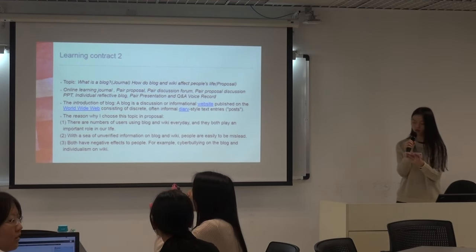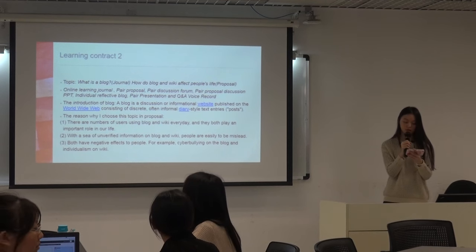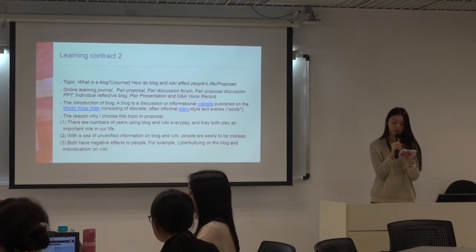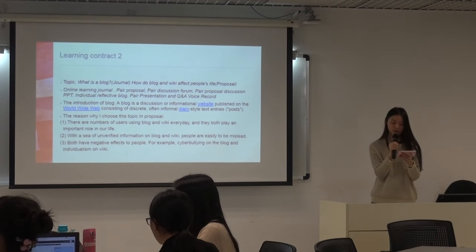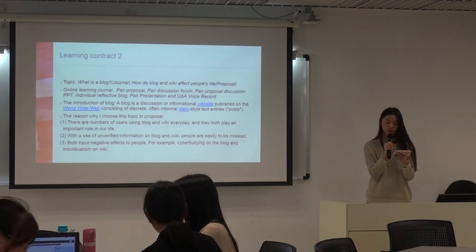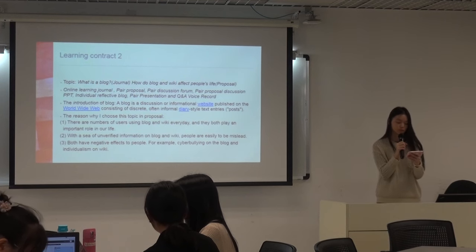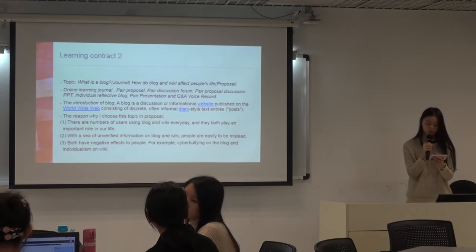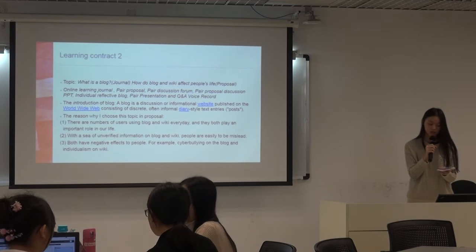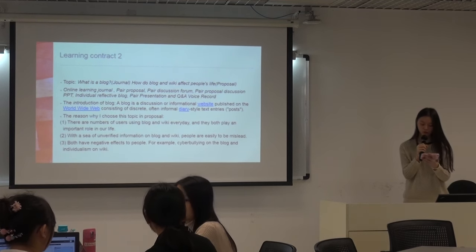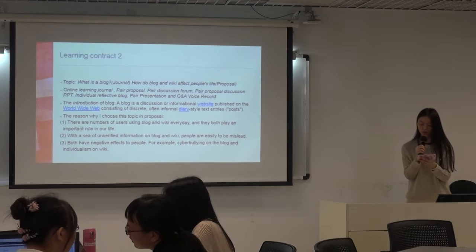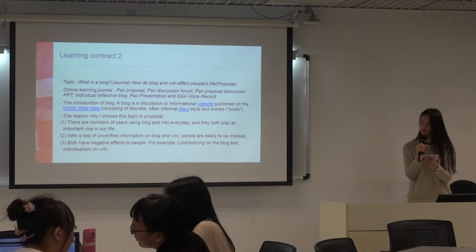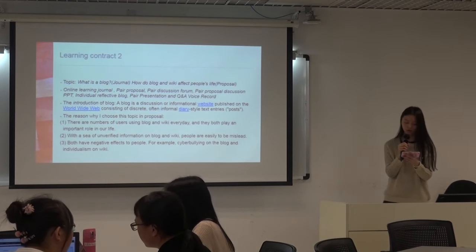And in learning contract 2, my topic is what is a blog, and my journal topic is what is a blog. And my peer proposal topic is how do blog and wiki affect people's life. And what I need to do is online learning journals, a peer proposal, peer discussion forum, peer proposal discussion, individual reflective blog and peer presentation and Q&A voice record.